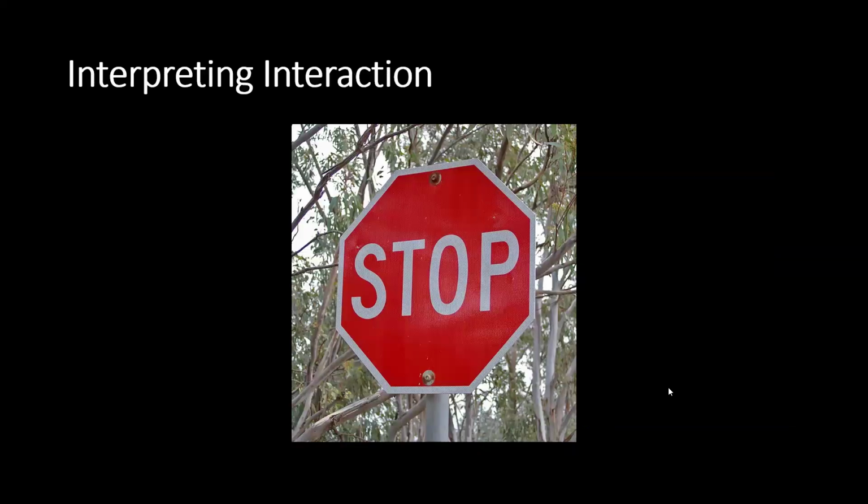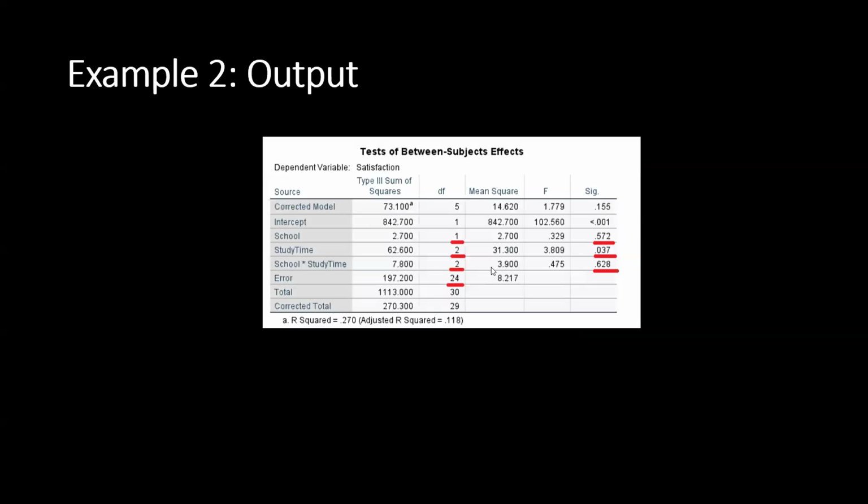So let's quickly talk about interpreting interaction, because this is very important, and it's really a concept which is unique to ANOVAs which have multiple factors, or two-way ANOVAs. If you come to an interaction, you have to stop and really think about what's going on. Here, our school and study time interaction is 0.628. So when would we stop and start interpreting interaction? Well, we would do that if this 0.628 was a value less than 0.05.